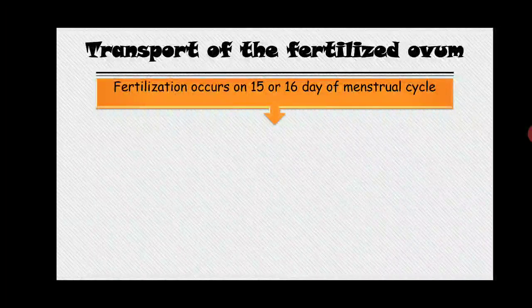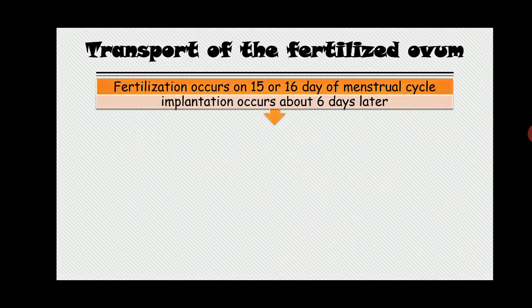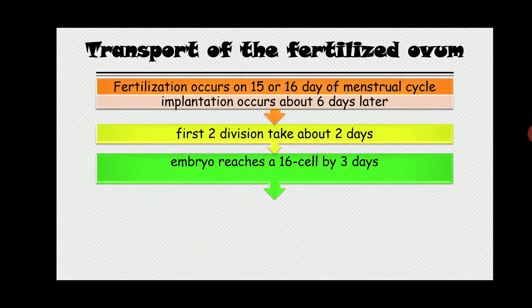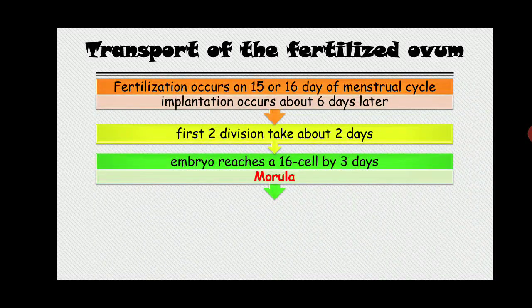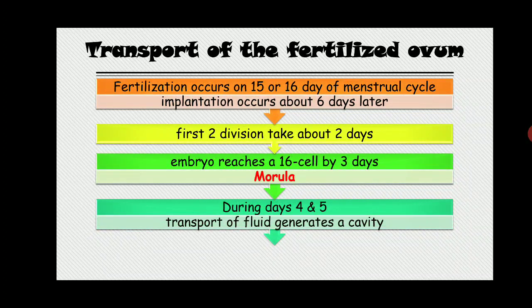Now write that down. Fertilization actually occurs on the 15th or 16th day of the menstrual cycle. Implantation will occur 6 days later, and the first 2 divisions will take place in about 2 days. After that, the embryo reaches the 16 cell stage by the 3rd day, and that 16 cell stage is known as the morula. Now during day number 4 and day number 5 of transport, fluid appears inside the morula and a cavity forms. That cavity is known as the blastocele, and the embryo is now called the blastocyst.